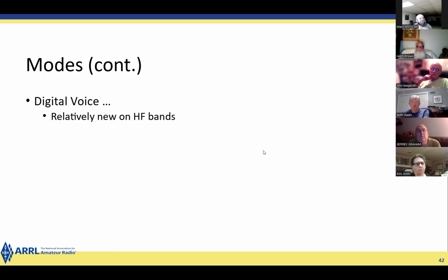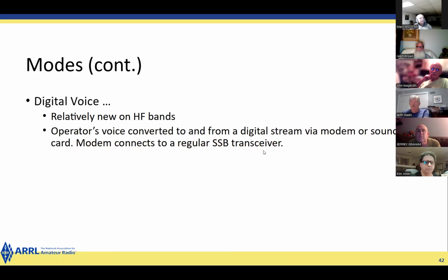Digital voice. Digital voice using a sound card, using a modem connected to a transceiver. This is quite common. Modern rigs quite often have a sound card built into them now, so you can expect to do that quite easily without much of a problem.